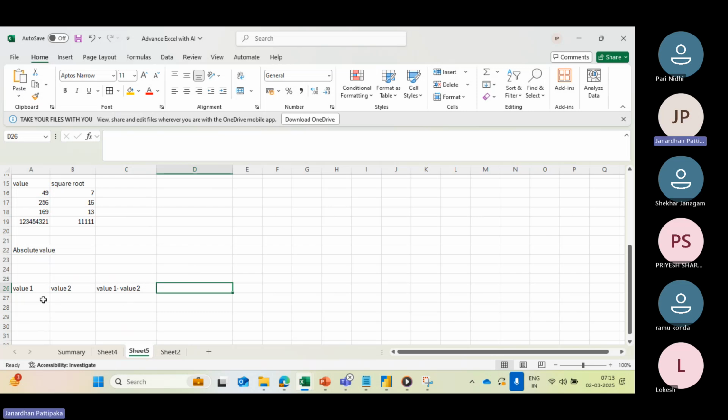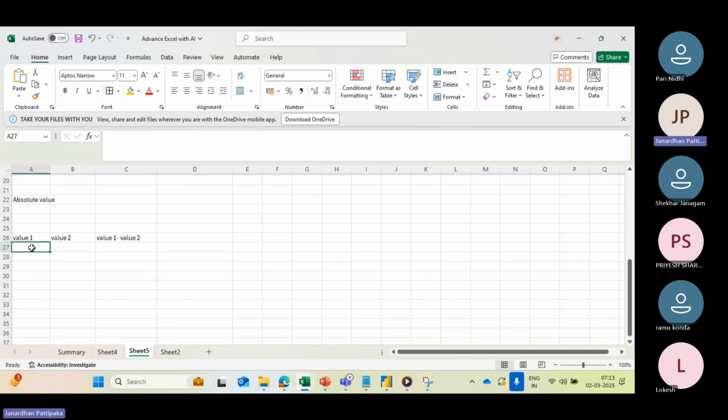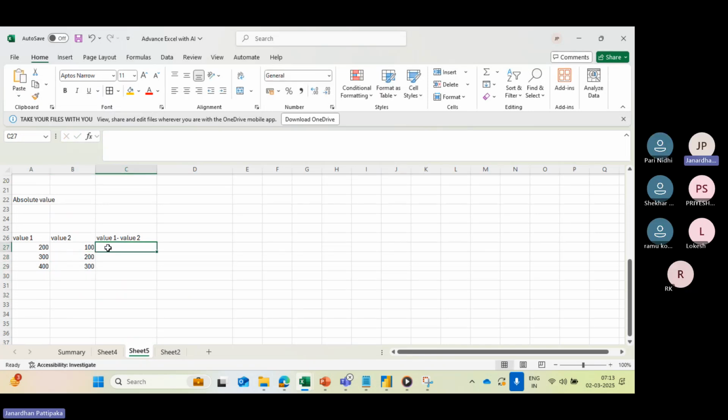So if you want to have some value, suppose I'm taking value 1 minus value 2. Suppose value 1 is 200, 300, 400, and value 2 I'm taking as 100, 200, 300. So here for everything value 1 is more, right? If you calculate the normal way, value 1 minus value 2, this minus this, you'll get the difference of 100. Okay.